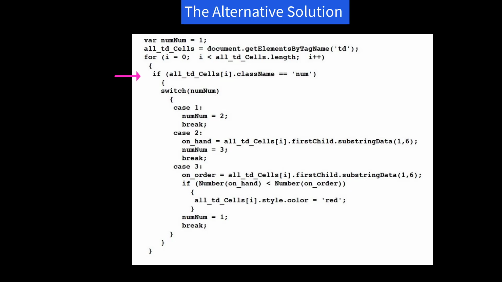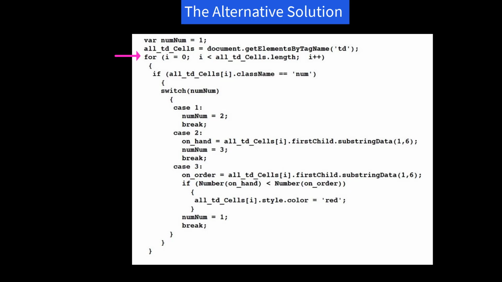Again, is the class num? This time it will be yes, so we say what's in num? Is it 1? No, it's 2. So we extract on hand from the current cell and set num to 3 and break, which sends us back to get the next cell in the list.